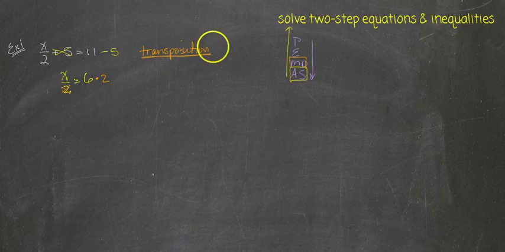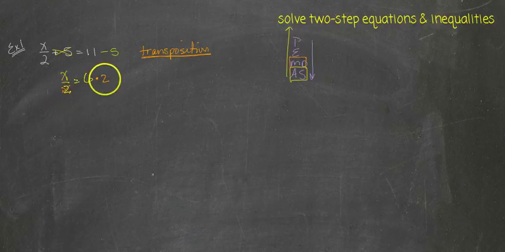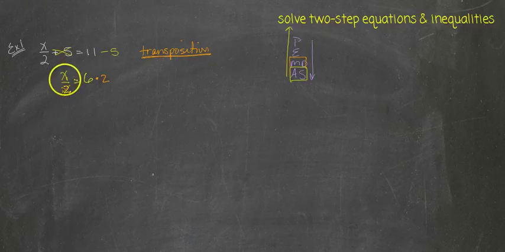So when I say transpose, and I'll say that a lot, because at some point I want to quit explaining this to you because you're going to get it, I'll just say transpose the 2, which means use the inverse operation to move it to the other side. Okay, so let's go on. So I'm left with an x on this side, and 6 times 2 is 12.